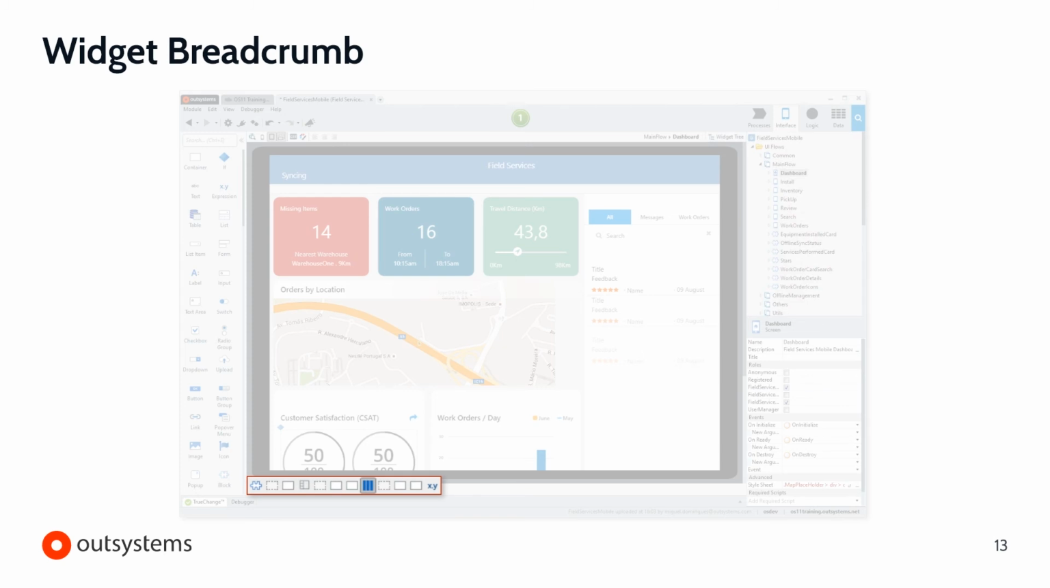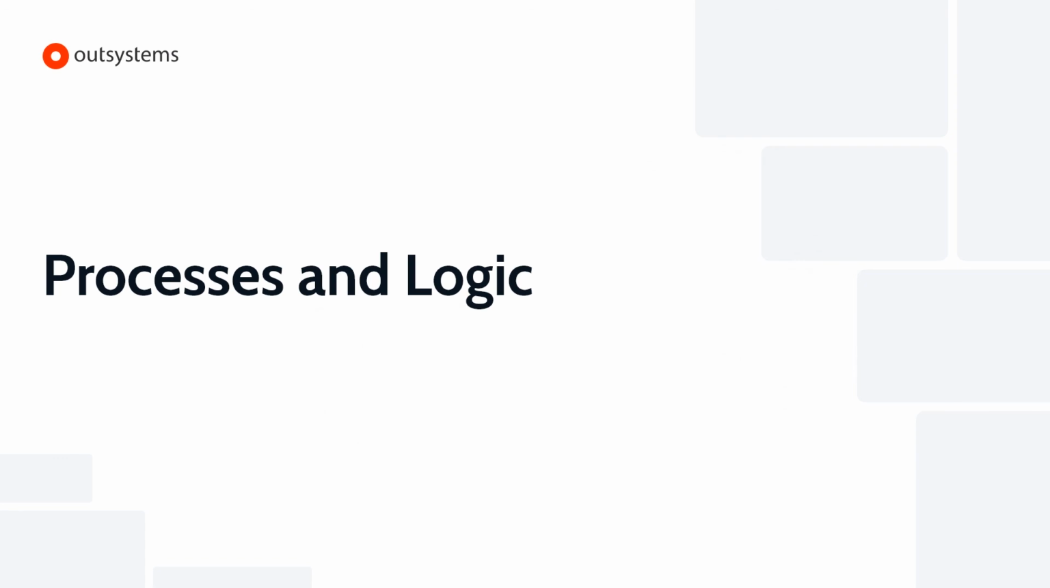At the bottom, we have the widget breadcrumb. This breadcrumb is quite useful when you need to navigate in the hierarchy of a specific widget on which you are working. That's it for the user interface.